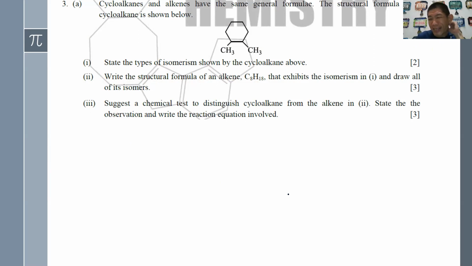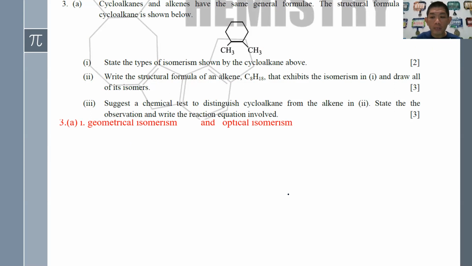Now, cycloalkane can easily exhibit both of these types of stereoisomerism due to its unique structure, which can easily have a carbon surrounded by 4 different atoms or groups of atoms, or also carbons with 2 different atoms or groups of atoms. So a molecule like this 1,2-dimethylcyclohexane can easily exhibit both isomerisms. So the 2 marks here definitely go to geometrical isomerism and also optical isomerism. Then number 2, write the structural formula of an alkene with the formula C8H16 that exhibits the isomerism in 1 and draw all possible isomers.